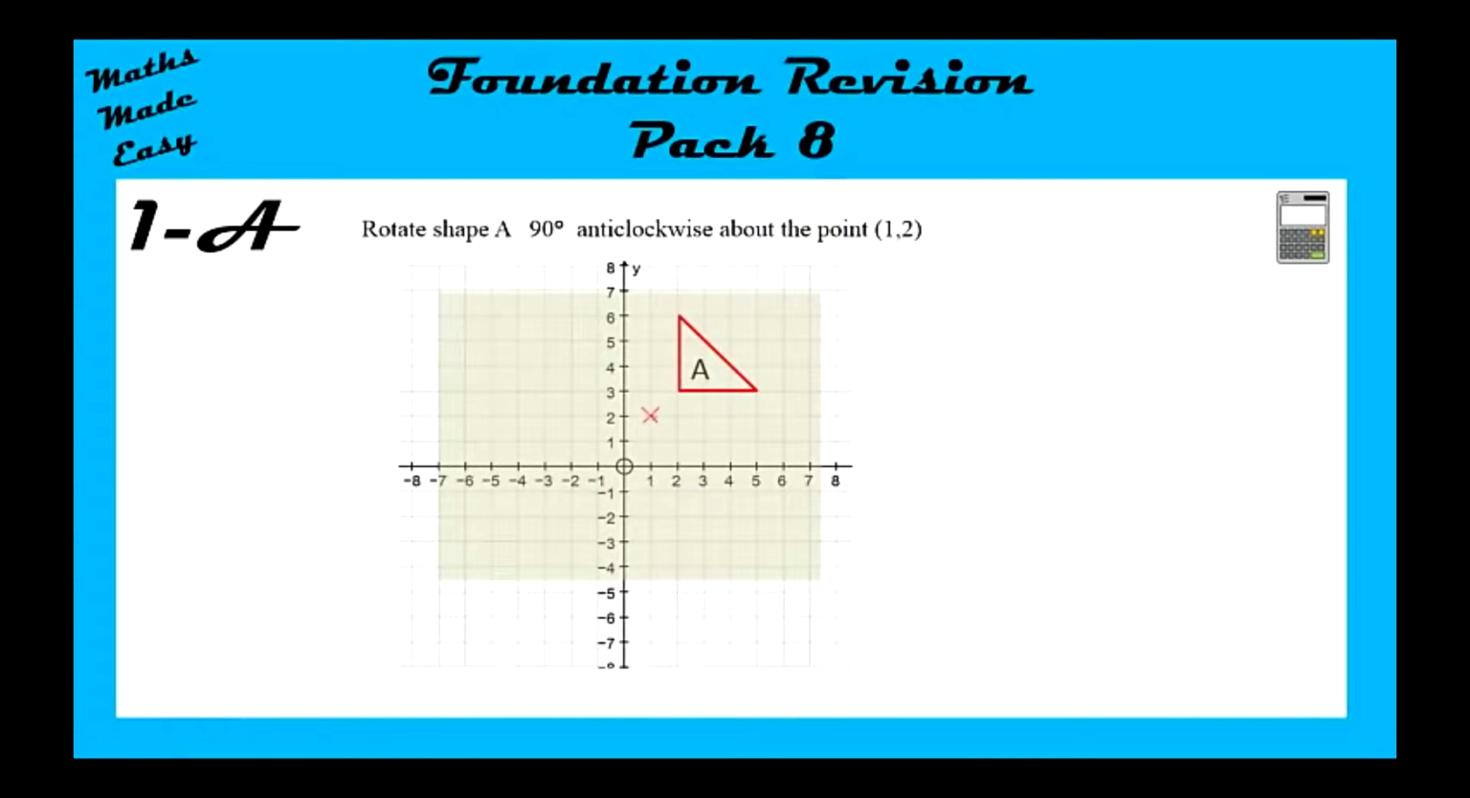You place your pen or pencil firmly on the point 1, 2, so that doesn't move, and you begin to turn the tracing paper. We're asked to do 90 degrees, which is a quarter turn, and anti-clockwise, which is the opposite way the clocks go, so that way. So let's go. You begin to turn the shape like this, keeping your pen at that point 1, 2, go a quarter of a turn, and you end up here. So you draw on the shape in that position with coordinates 0, 3, 0, 6, negative 3, and 3.